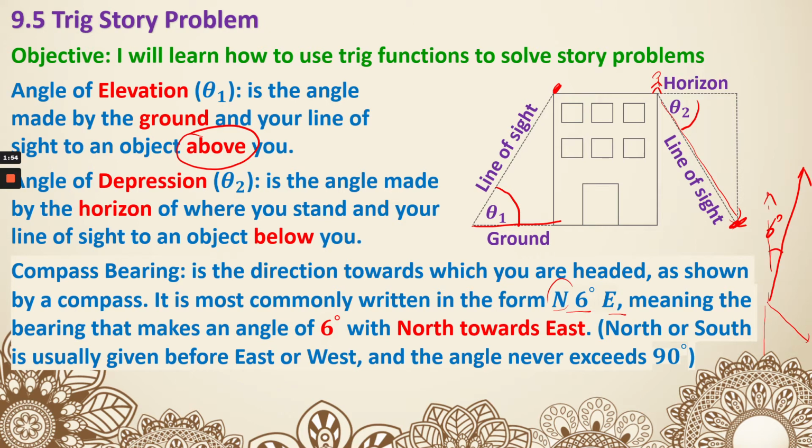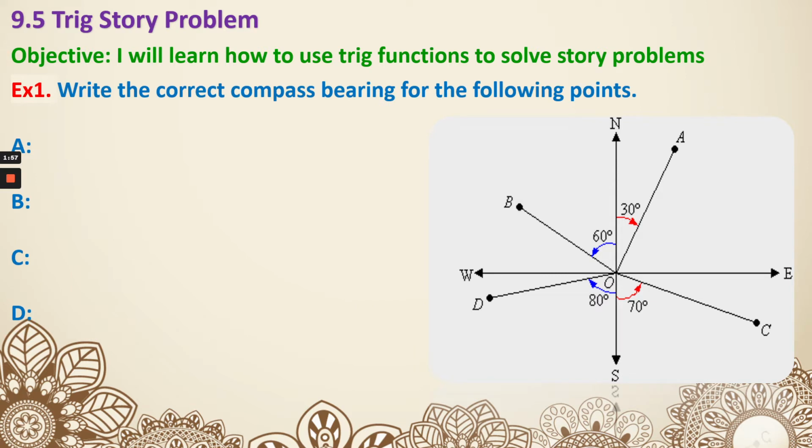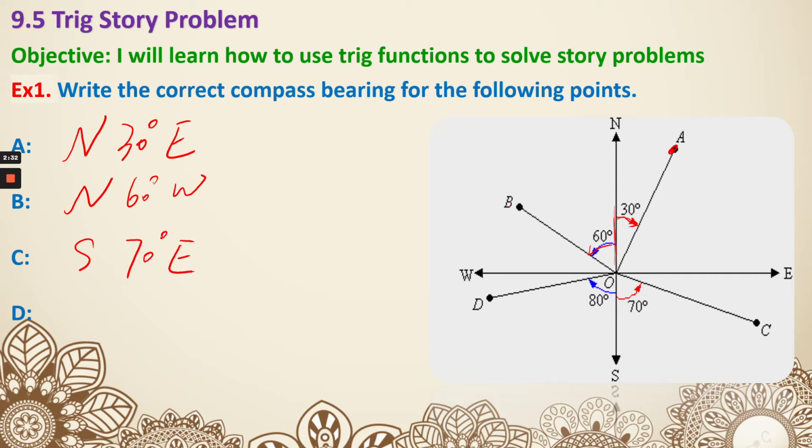Now let's look at some practice and examples. First one, let's practice writing some compass bearings. For point A, we always start from north or south, and this time you see the arrow is pointing from north, so it's north. Then it turned 30 degrees, so it's north 30 degrees towards east. You need to know up is north, down is south, left is west, right is east. And for point B, it's still from north, but this time it's turning to the left, so 60 degrees towards west. For point C, south 70 degrees towards east, and for D, south 80 degrees towards west.